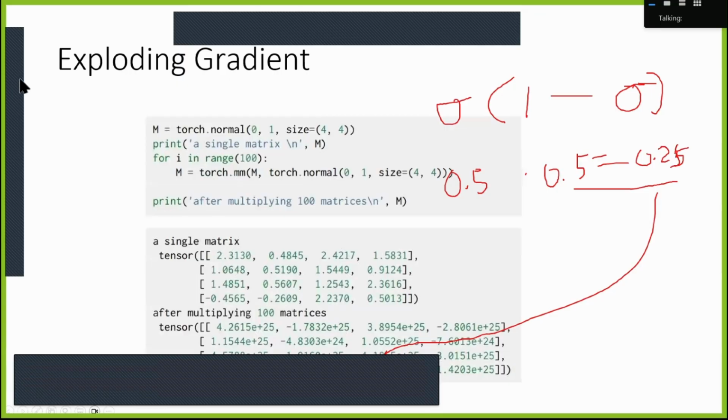Give me a second. I'm trying to erase this one.